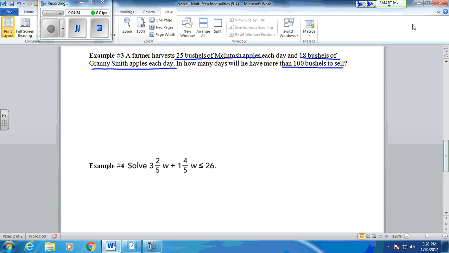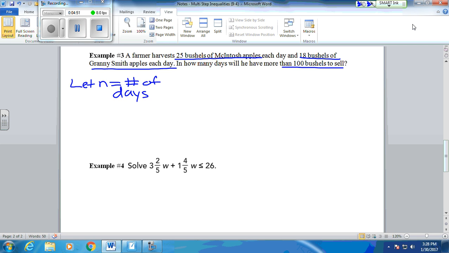So I'm just going to say that they want to know in how many days will he have more than 100 bushels to sell. So I'm going to say that n is the number of days. That's what I'm looking for at the end.